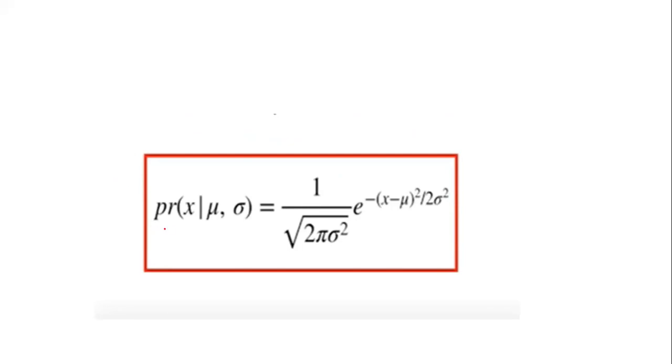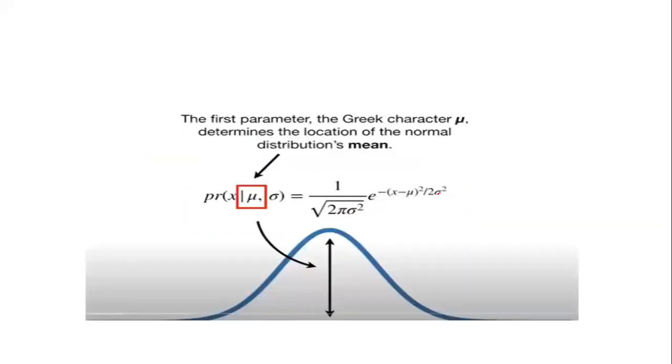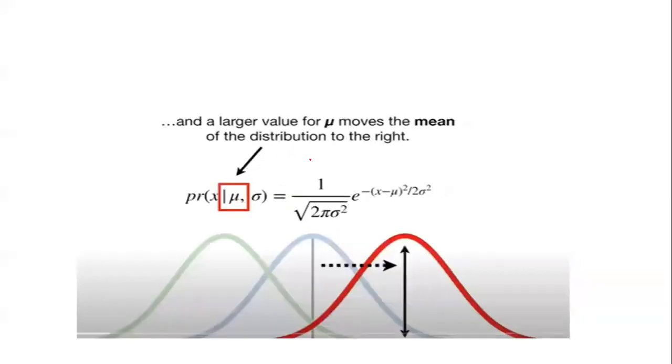The normal distribution is represented by this equation: probability of x given the mean mu and the standard deviation sigma is equal to 1 by square root of 2 pi sigma squared, e to the power of minus (x minus mu) squared divided by 2 sigma squared. Here the Greek letter mu represents the mean of the normal distribution. A normal curve is something like this. I think you are aware of that. This is how a normal distribution curve looks.